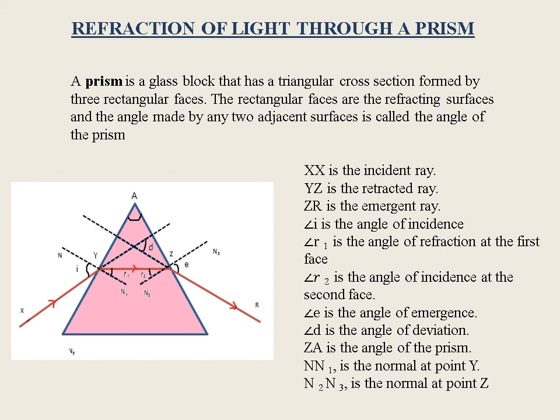ZR is the emergent ray, angle I is the angle of incidence, angle R1 is the angle of refraction at the first face. Angle R2 is the angle of incidence at the second face. Angle E is the angle of emergence. Angle D is the angle of deviation. Angle A is the angle of prism. N1 is the normal at point Y. N2, N3 is the normal at point Z.